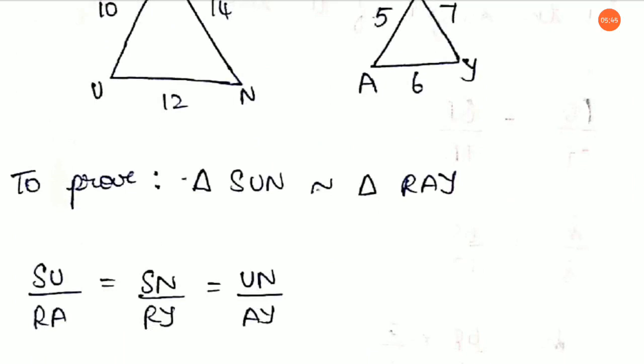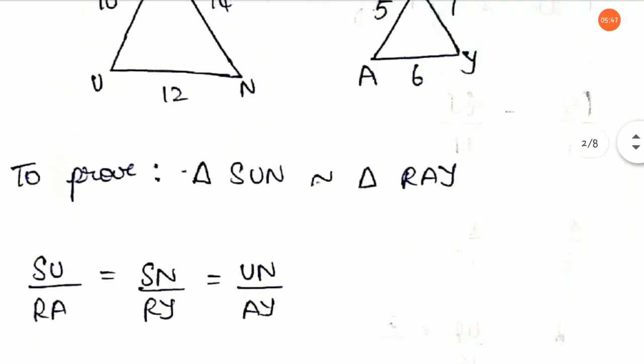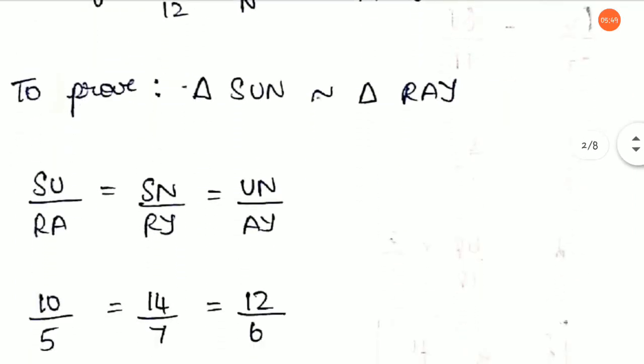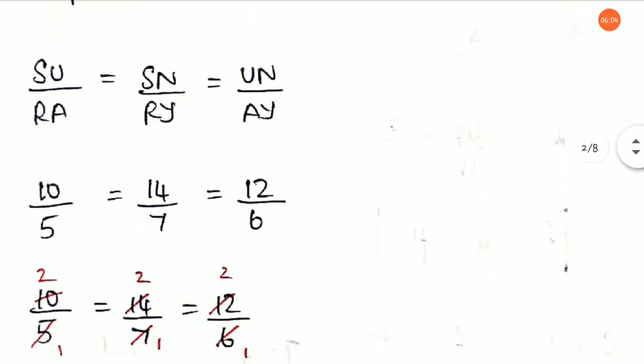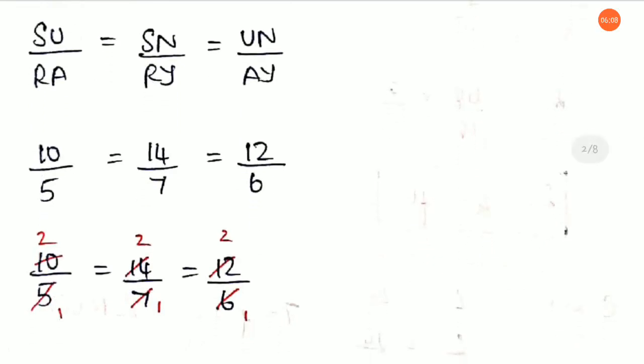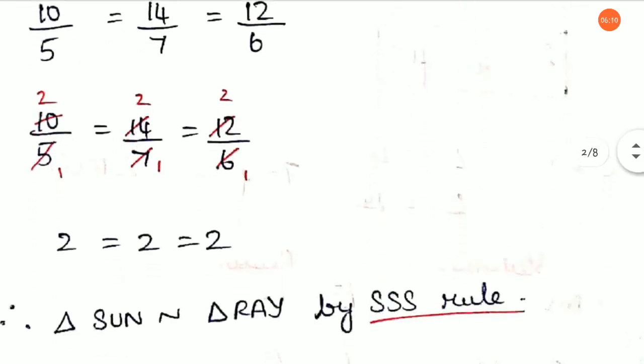Okay, children. So the next step, you are going to substitute the values and write 10 divided by 5 is equal to 14 by 7, and then 12 by 6. Next, let us cancel: 5 2s are 10, 7 2s are 14, 6 2s are 12. So the answer we are getting is 2 is equal to 2 is equal to 2. All the three are equal. So we can say that these triangles are similar to each other by triple S rule.